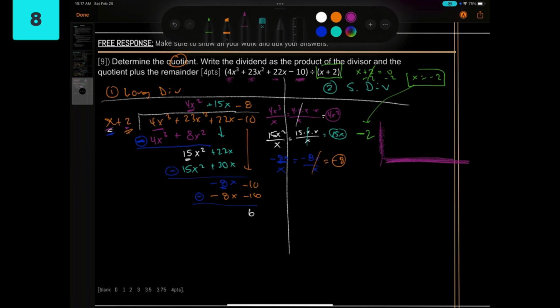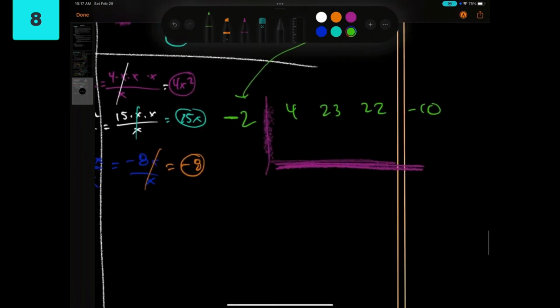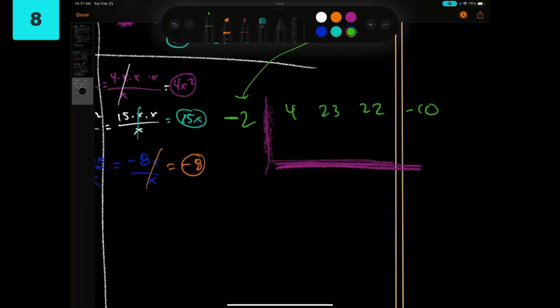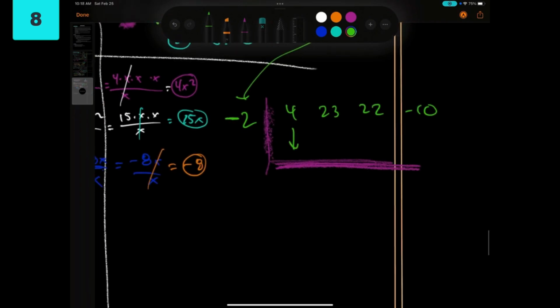You'll notice there's no missing terms. What that means is it counts down, x to the third, 2, 1, 0, so nothing's missing. And I just write down those numbers, 4, 23, 22, negative 10. Then the first term I'm going to bring down, I'm going to multiply negative 2 times 4 is negative 8. 23 minus 8 is 15. And you'll notice these numbers are familiar because they're the same numbers as when you do long division.